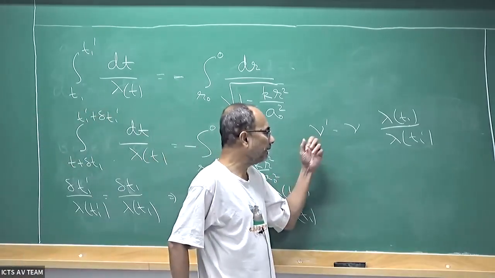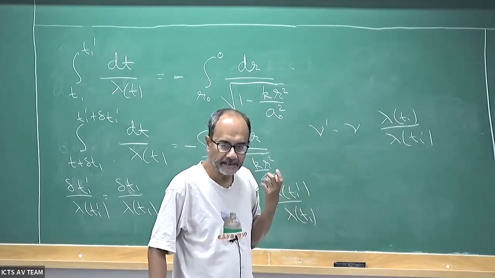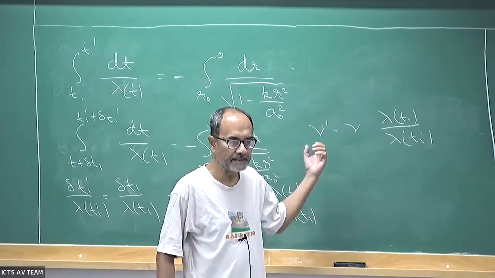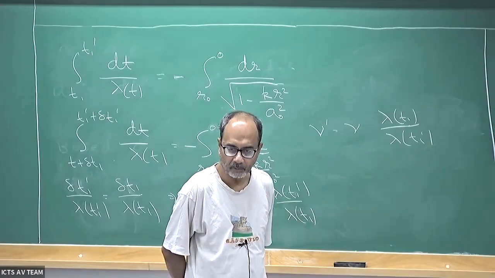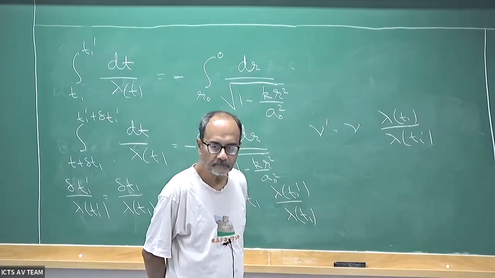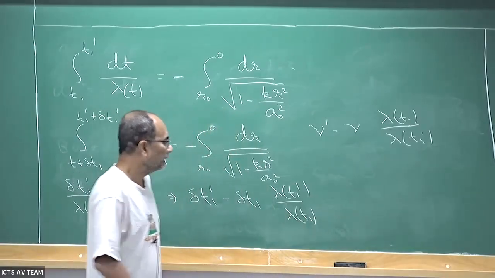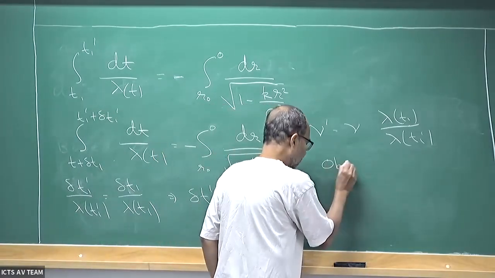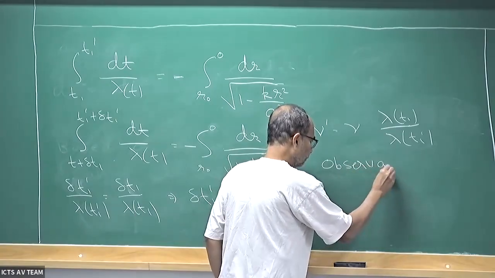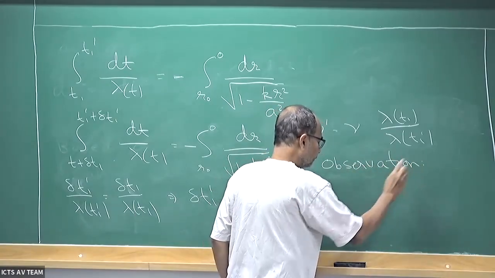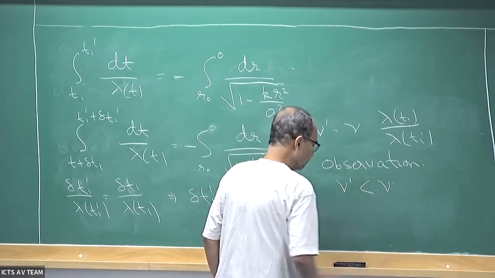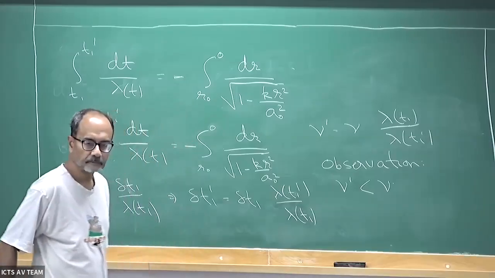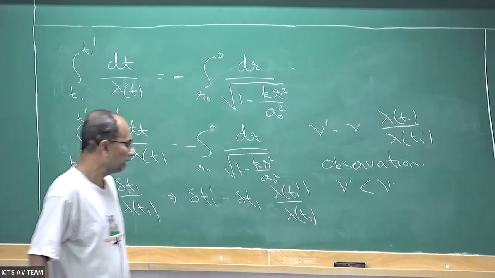And this nu prime is something we are measuring. We take a light signal and we can measure what frequency is coming to us. Observation tells us that nu prime is less than nu. This is called redshift.